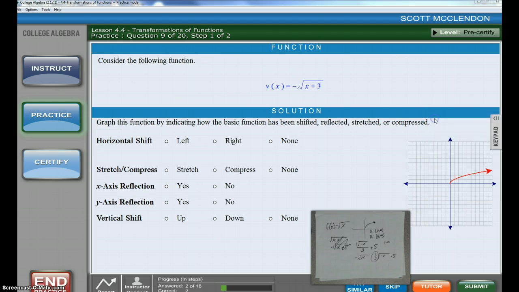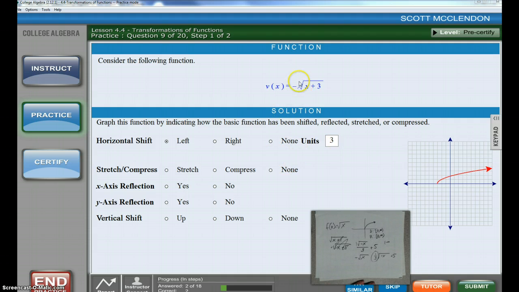Okay, here's another one. So now you've got a +3 under the radical. If it's under the radical, it's going to be a horizontal shift. It's a +3. You think, oh, +3, go over 3 this way. But that's wrong. It's actually to the left 3. Remember how that worked with the circles? It works the same way here. So it shifted over 3 units to the left.